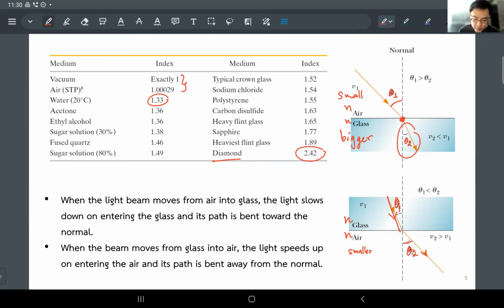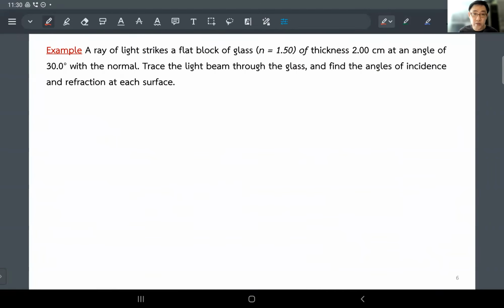What else are we going to be able to use? Maybe glass, just a typical window glass, approximately 1.5. Alrighty, very good. So let's give it a shot and see how to utilize this.